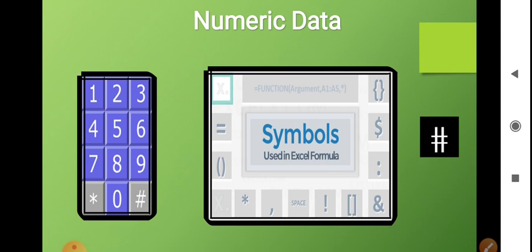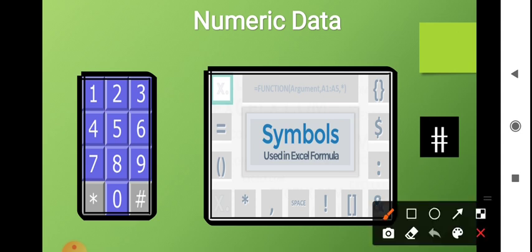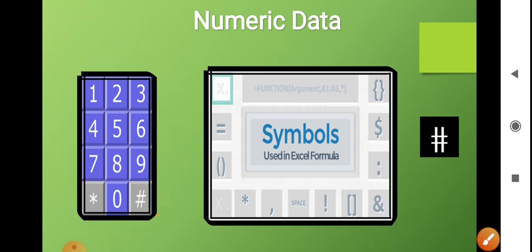Now we'll go into detail, that is the explanation of numeric data. Numeric data includes numbers from 0 to 9. In the calculator, in the mobile, in the laptop, in a computer, you will get numbers from 0 to 9, and star and hash sign. Numeric data also has symbols, which are special characters.